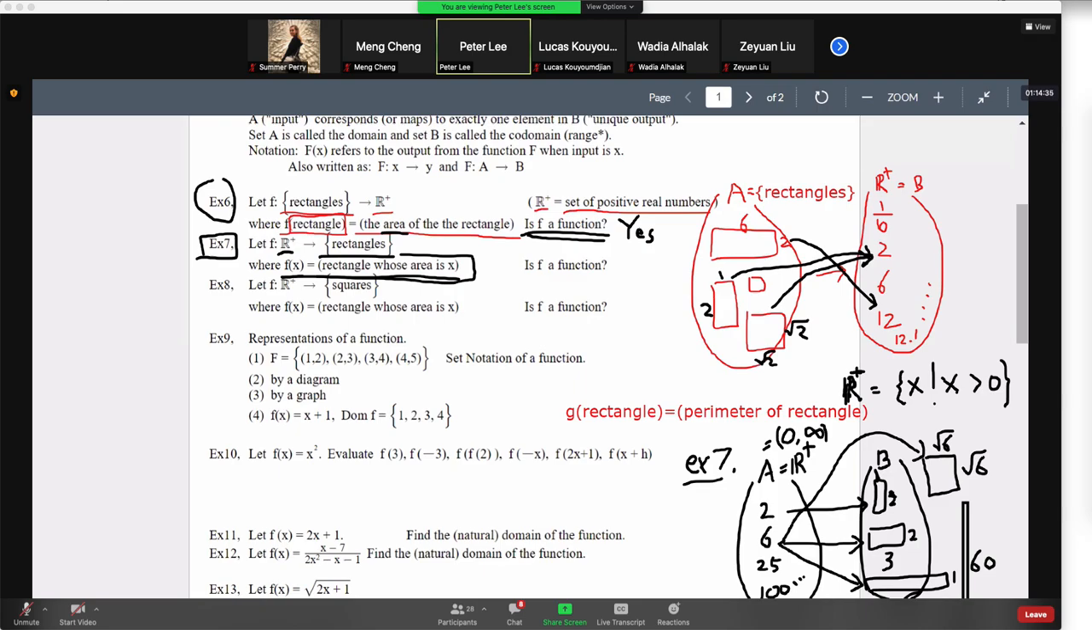Oh, there are tons of them. There are zillions of rectangles. The infinite number of rectangles whose area is 6. And therefore, as you can see, in this case, the relation we see right here is not a function. The answer is no.